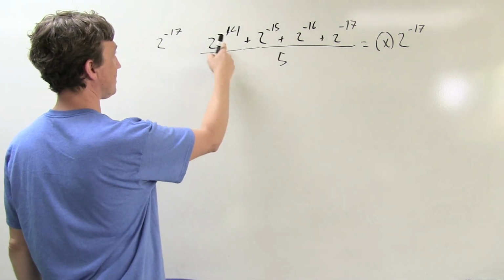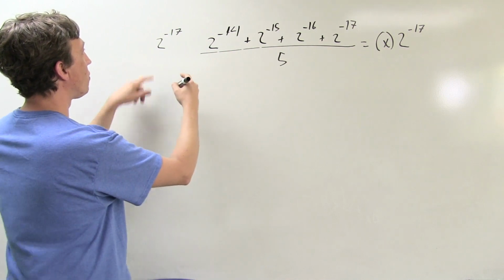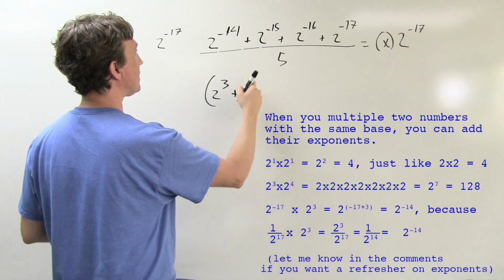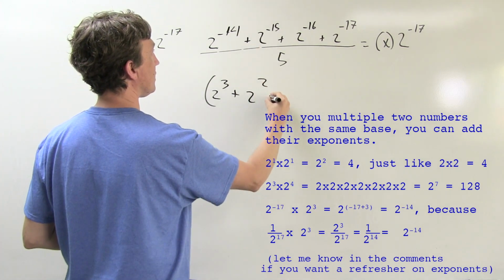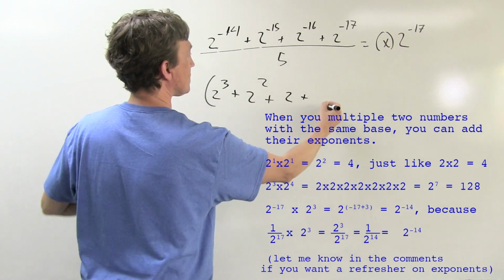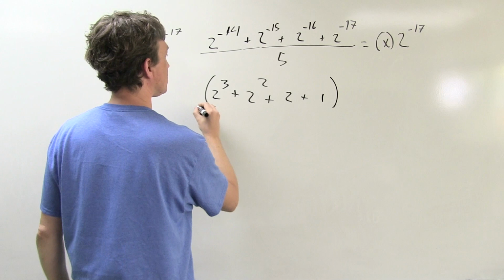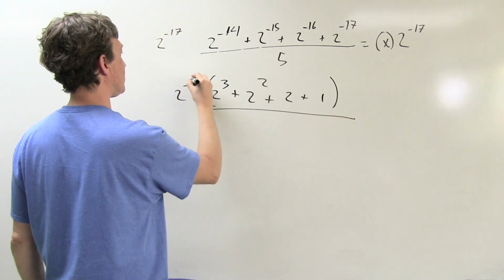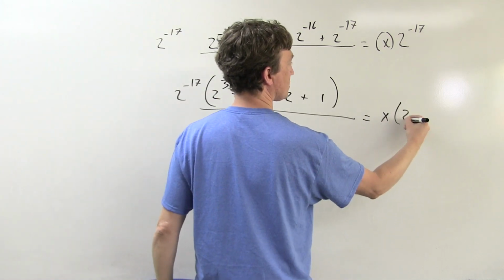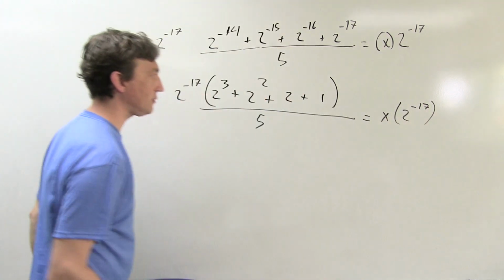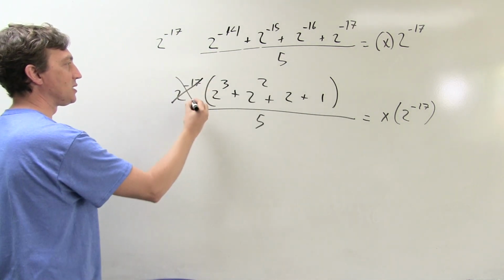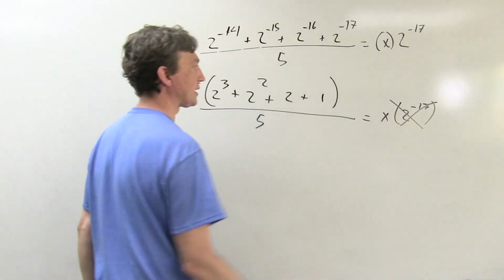So if I pull a 2 to the negative 17th out of this, I'm saying, what do I need to multiply that by to get this? Well, 2 to the 3rd, plus here 2 squared, plus here just plain old 2, plus here just 1. And so all that times 2 to the negative 17th, all over 5, is what's going to equal x times 2 to the negative 17th. Okay, well now it's pretty easy to divide both sides by 2 to the negative 17th, and I've isolated x.